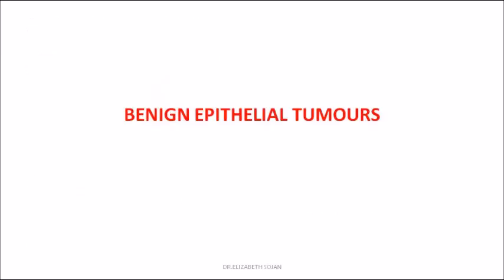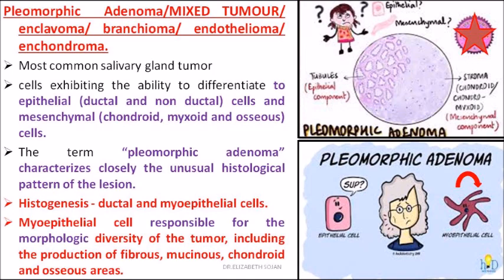Now let's learn in detail about benign epithelial tumors. The first one is pleomorphic adenoma. What are the other terms for pleomorphic adenoma? It is mixed tumor, enclavoma, branchioma, endothelioma and enchondroma. So these are the different terms of pleomorphic adenoma: mixed tumor, enclavoma, branchioma, endothelioma and enchondroma.